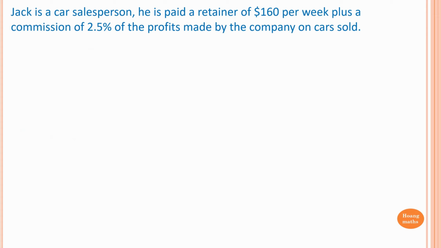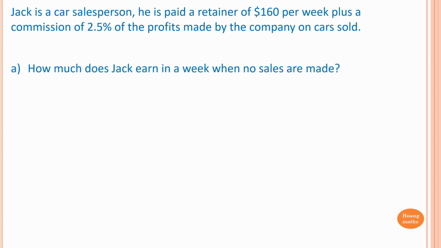Next one. Jack is a car salesperson. He is paid a retainer of $160 per week plus a commission of 2.5% of the profits made by the company on cars sold. Part A. How much does Jack earn in a week when no sales are made? So when he doesn't make any sales, that means he gets the minimum wage. That is the retainer, so $160. That's all he gets.